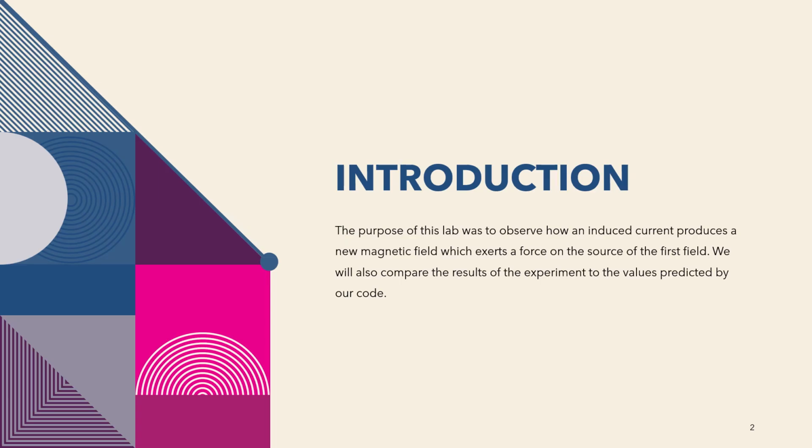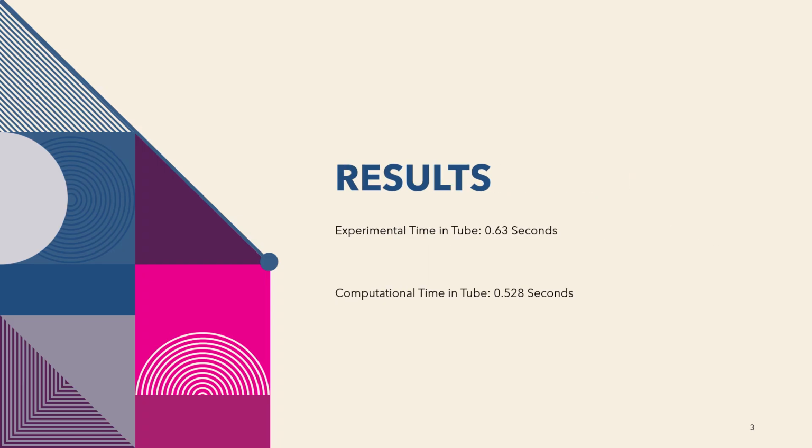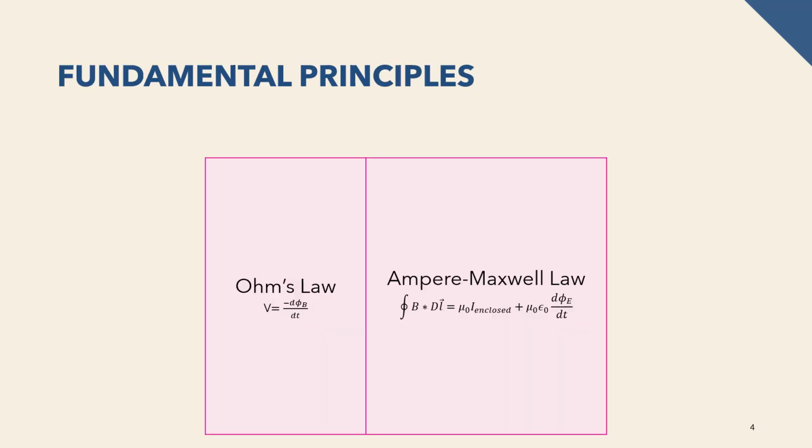Introduction. The purpose of this lab was to observe how an induced current produces a new magnetic field which exerts a force on the source of the first field. We will also compare the results of the experiment to the values predicted by our code. Results. The experimental time that the bar magnet spent in the tube was 0.63 seconds, while the computational time the bar spent in the tube was 0.528 seconds.